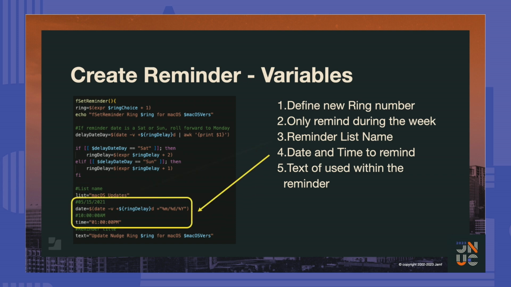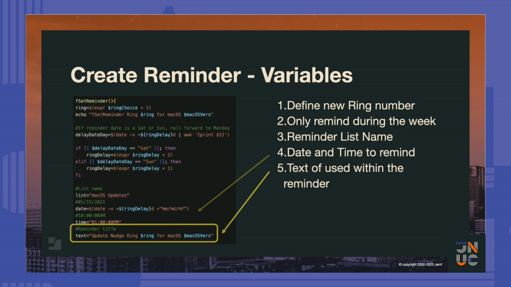Then we're going to come down based on our delay date, and we're going to create what that new required date, or what my reminder date is going to be. Being in San Diego on Pacific Standard, usually Apple updates come out around 10. I want to make sure there's plenty of time for CDNs to populate and that it actually becomes viewable. Wait till I'm done with lunch. So I usually have it remind me at 1 o'clock just by default. And then I say, what is the actual text of the update going to be? So when I look on my phone or my computer, it's going to tell me, hey, update nudge ring 2 for macOS 13.